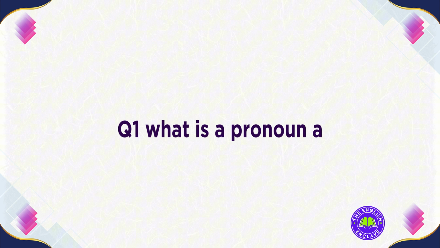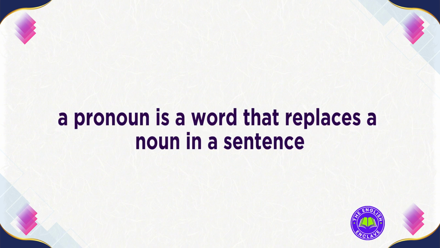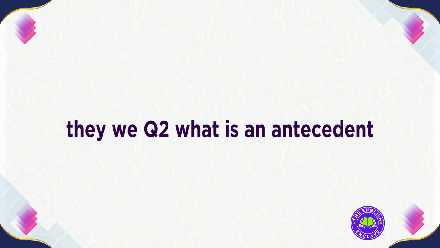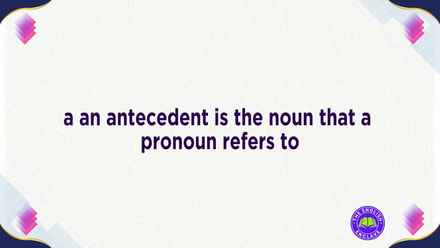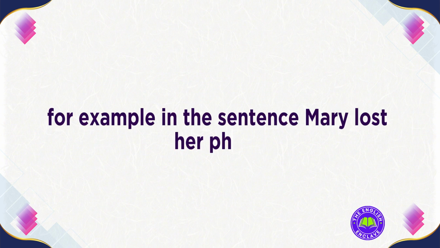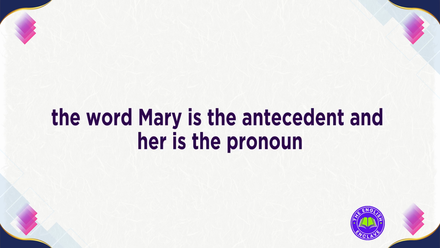Q1. What is a pronoun? A pronoun is a word that replaces a noun in a sentence to avoid repetition. Examples include he, she, it, they, we. Q2. What is an antecedent? An antecedent is the noun that a pronoun refers to or replaces. For example, in the sentence, Mary lost her phone, the word Mary is the antecedent, and her is the pronoun.